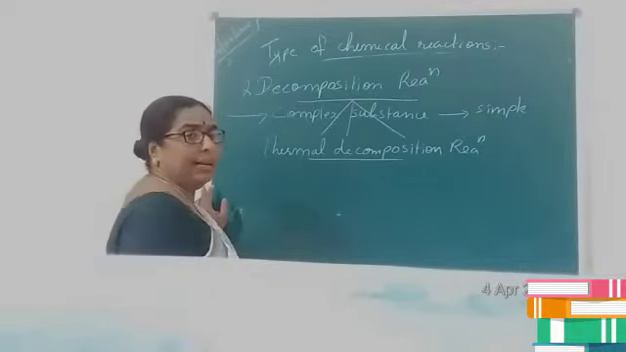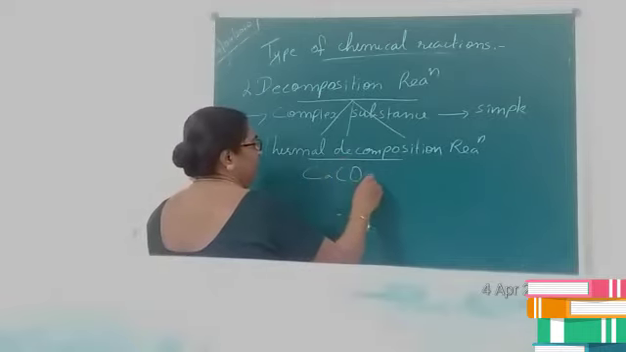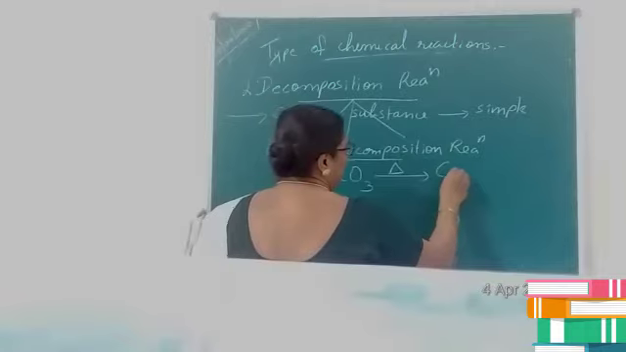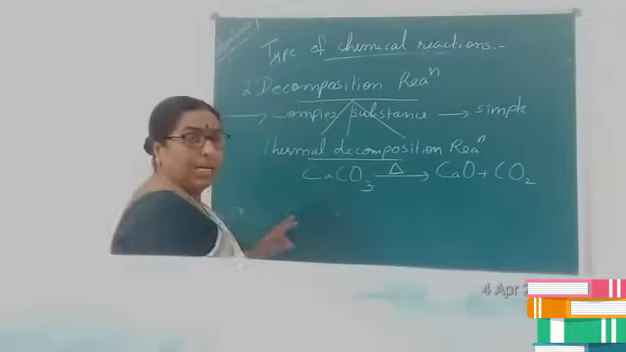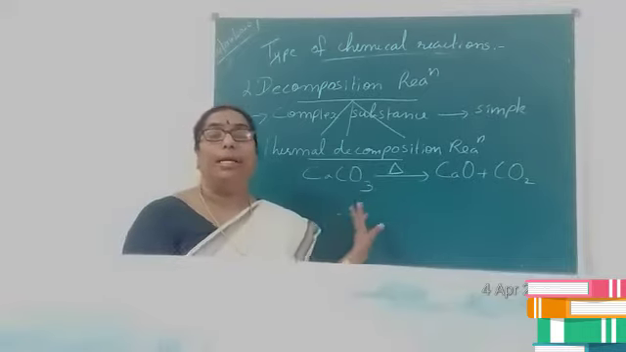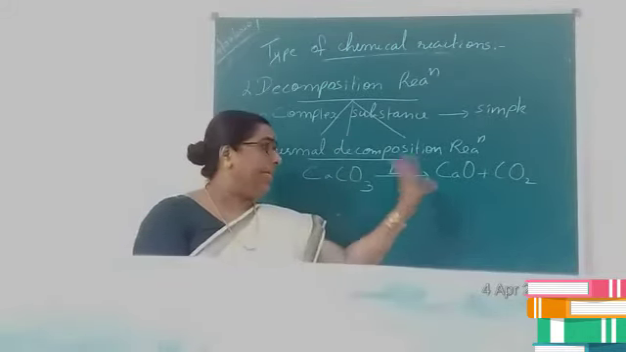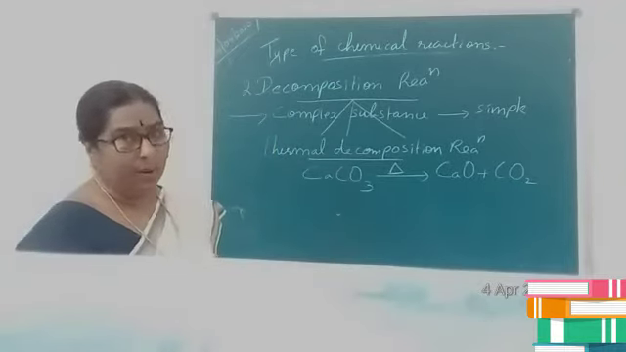Let us explain some examples. You just consider calcium carbonate. When you heat calcium carbonate, it decomposes into calcium oxide and carbon dioxide. So this is an example for thermal decomposition reaction. Calcium carbonate on heating decomposes to form calcium oxide and carbon dioxide.